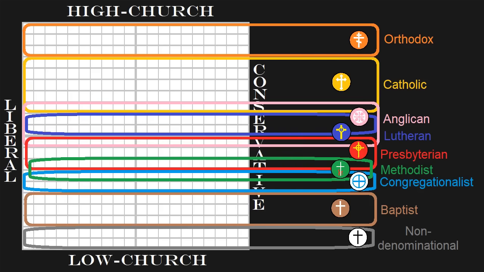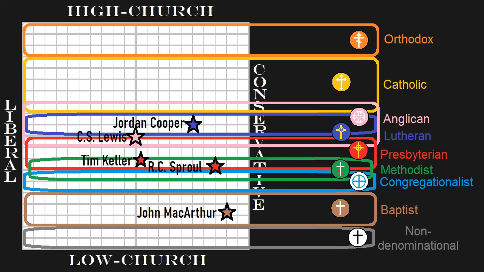Okay, now let's put some people on the compass. John MacArthur is an example of a very conservative Baptist. R.C. Sproul is a conservative Presbyterian. Tim Keller is also Presbyterian, but a lot less conservative. C.S. Lewis is really in the center of the compass, which is why people of all different Christian traditions have appreciated him, because he's not too far from anyone. Jordan Cooper is a pretty conservative Lutheran. Doug Wilson is a very conservative Presbyterian, but he's a lot more high church than some others.